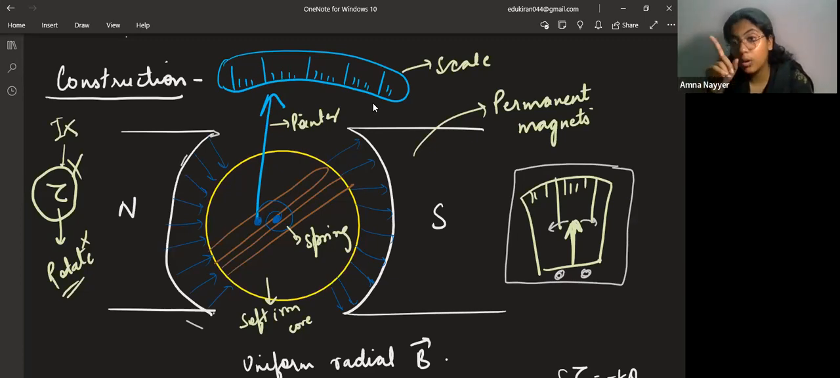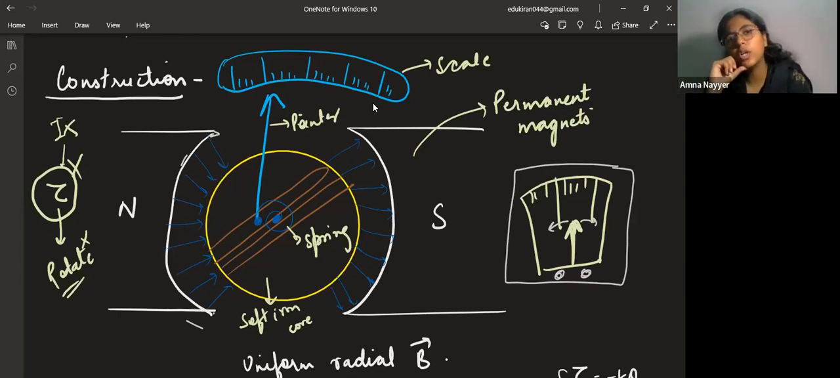Now, when the spring rotates, the pointer moves and gives deflection if current is present. Because only if current is present do we have a magnetic field, and the torque associated with it, tau is equal to NAIB. That's what we had studied. So torque will come, and it will deflect it. This is how the galvanometer works.